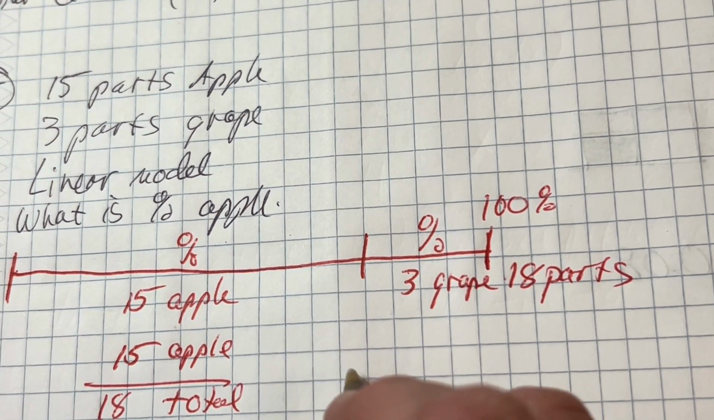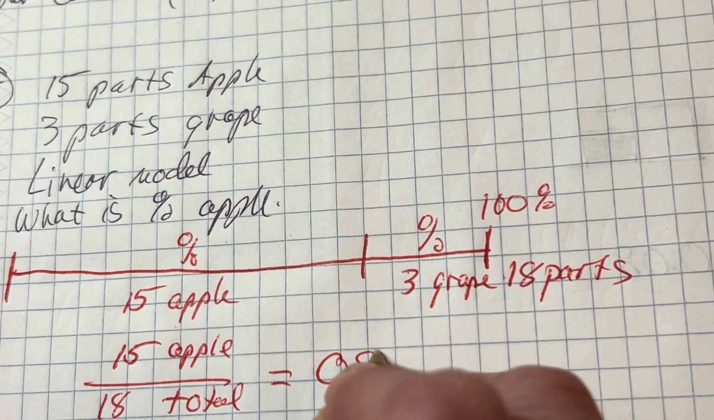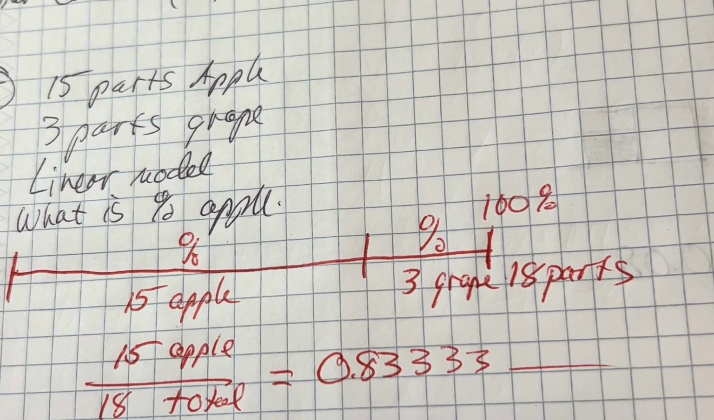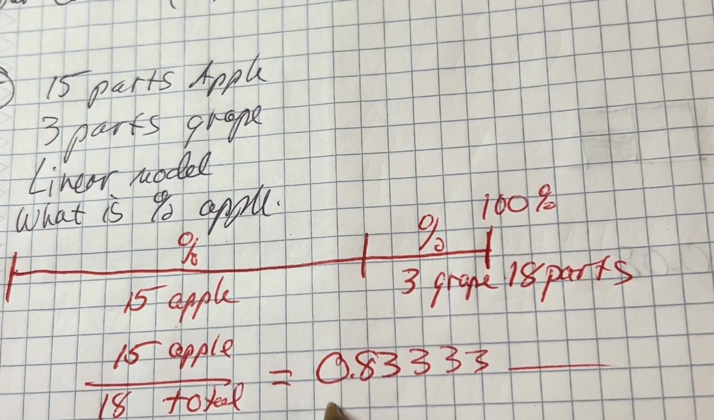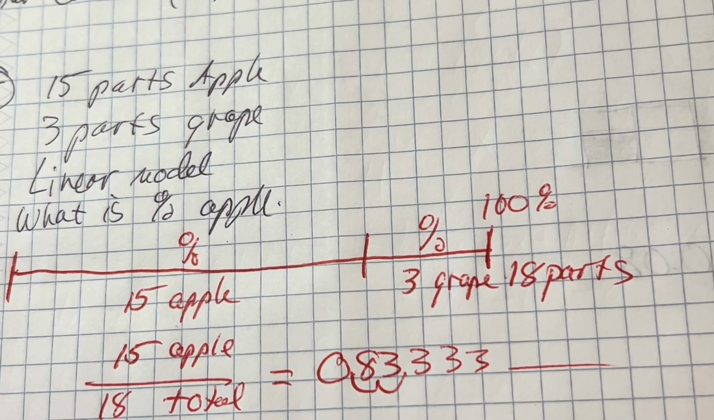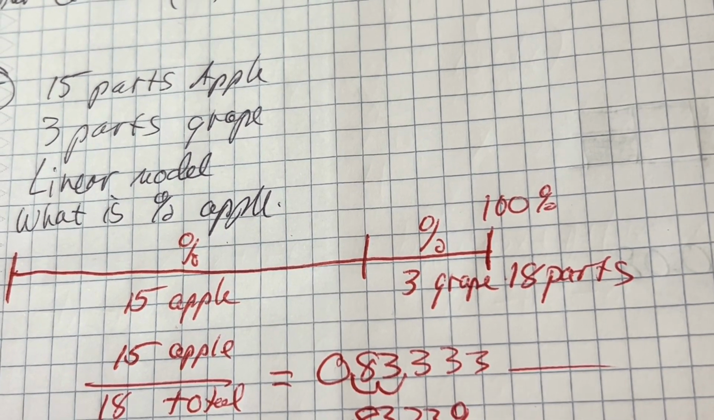That is 0.83333 forever. So that would give me, if I do a percent, I just move the decimal, it's going to be 83.33%.